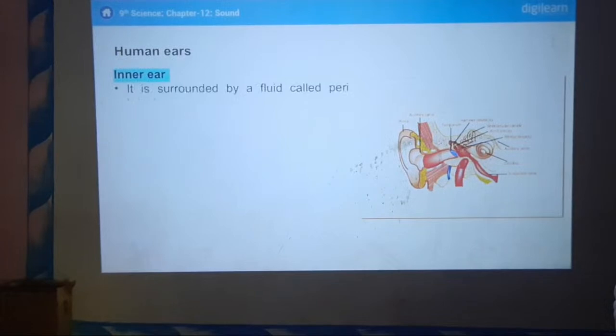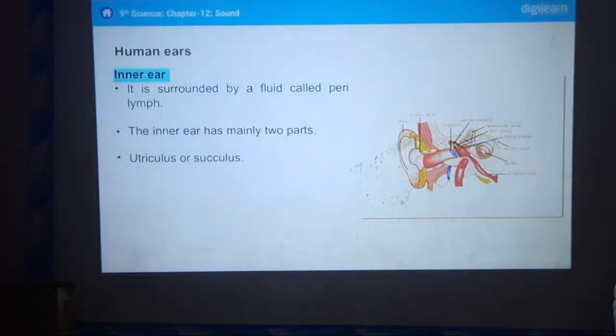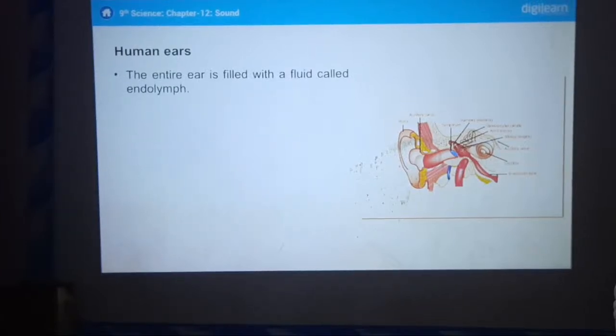Inner ear. It is surrounded by a fluid called perilymph. The inner ear has mainly two parts, utriculus and sacculus. The upper part is the utriculus connected to three semicircular canals. The lower part is the sacculus, which has an appendage called cochlea. The entire ear is filled with a fluid called endolymph.